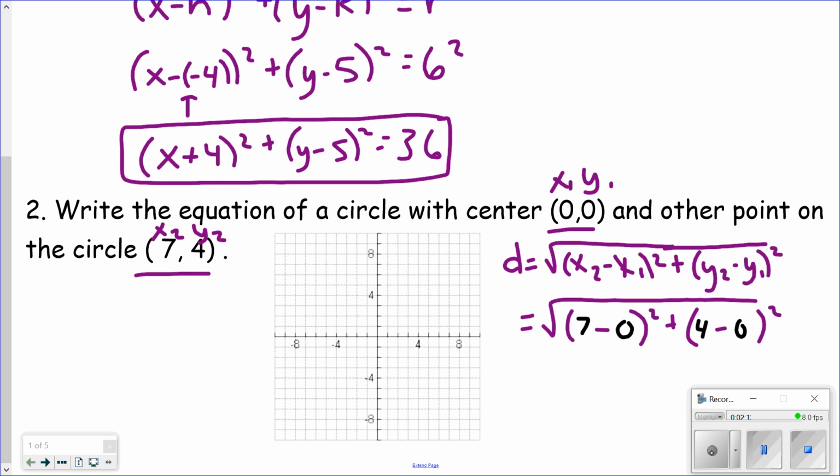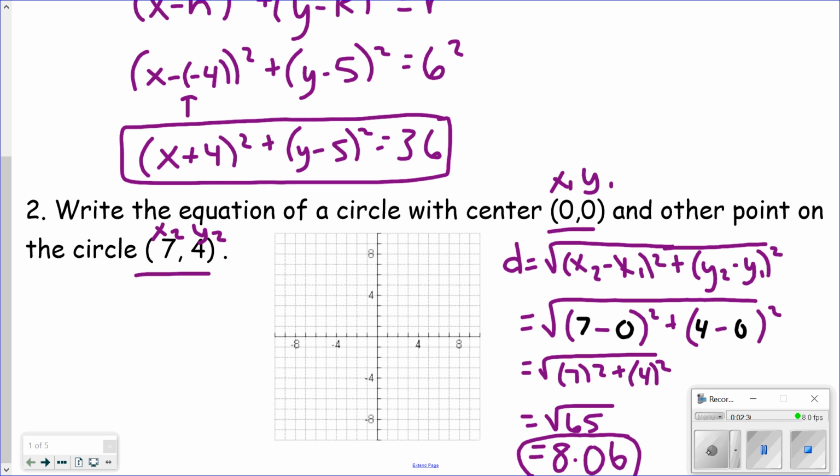So let's simplify inside the parentheses now. So I end up getting that I have the square root of 7 squared plus 4 squared. If we plug this into the calculator, this ends up being the square root of 65. And if you plug in the square root of 65 in your calculator, you get approximately 8.6.